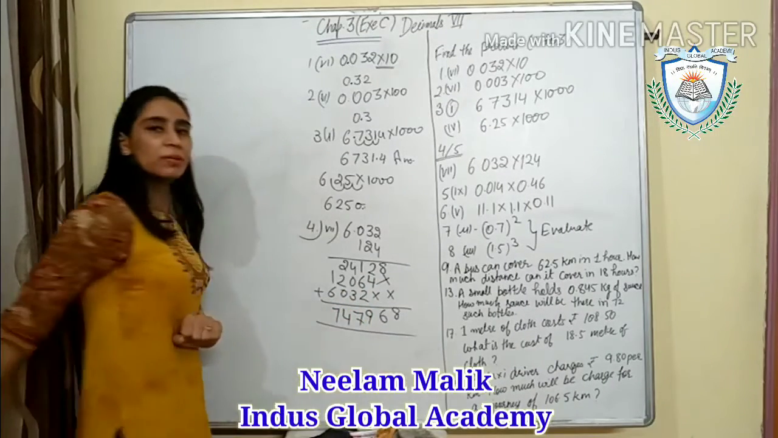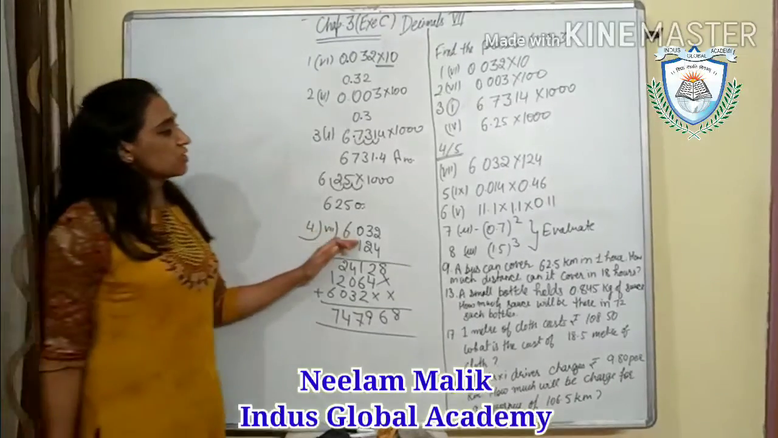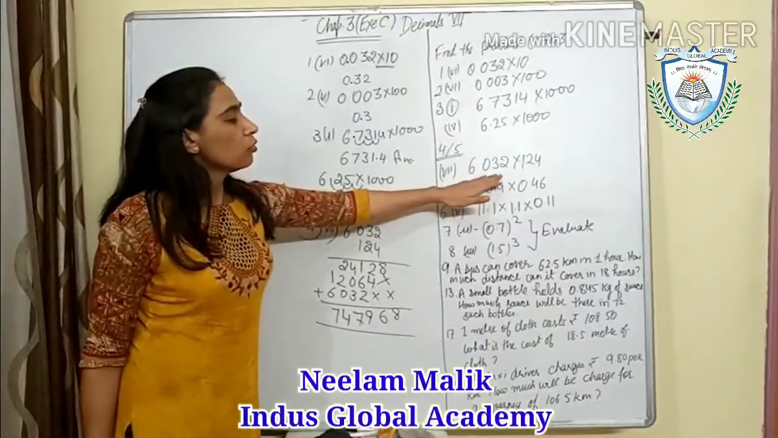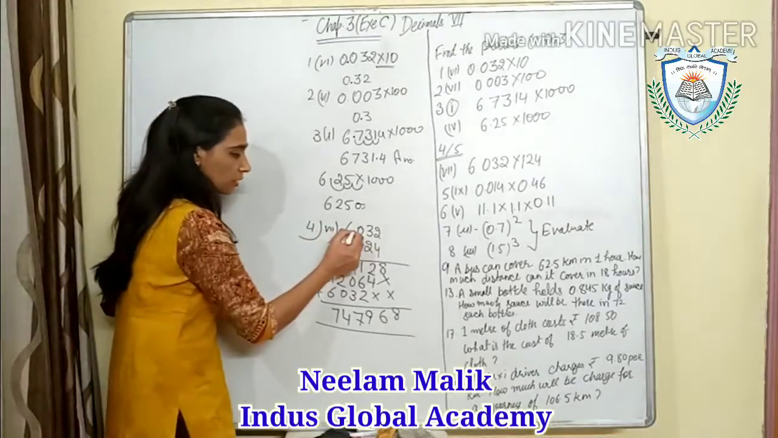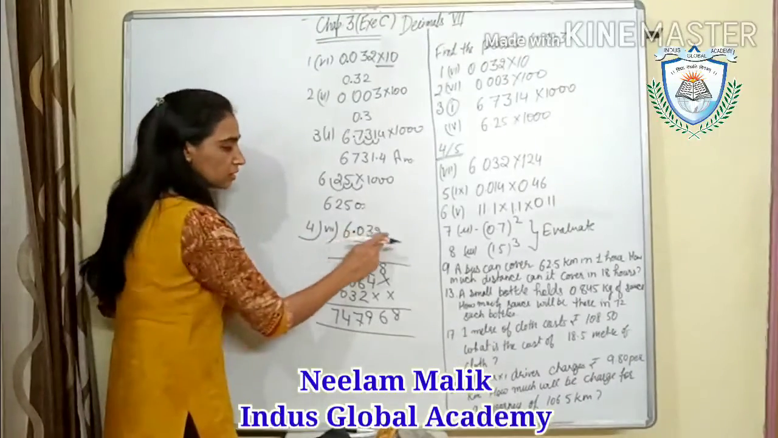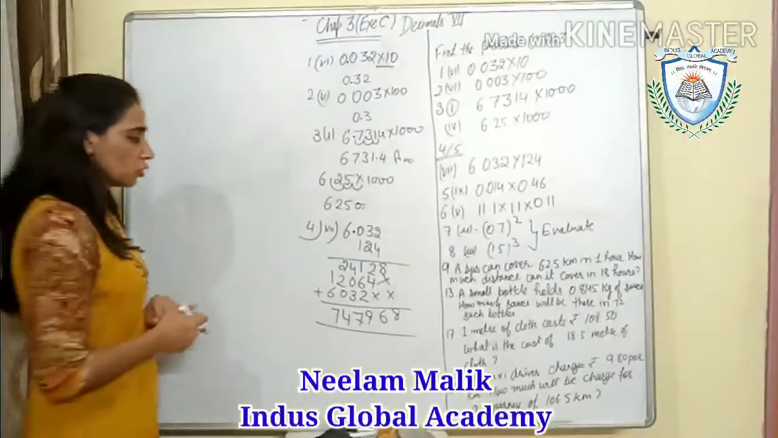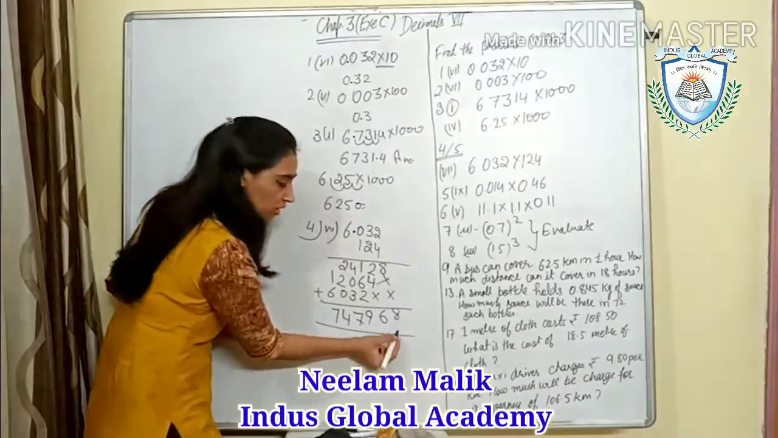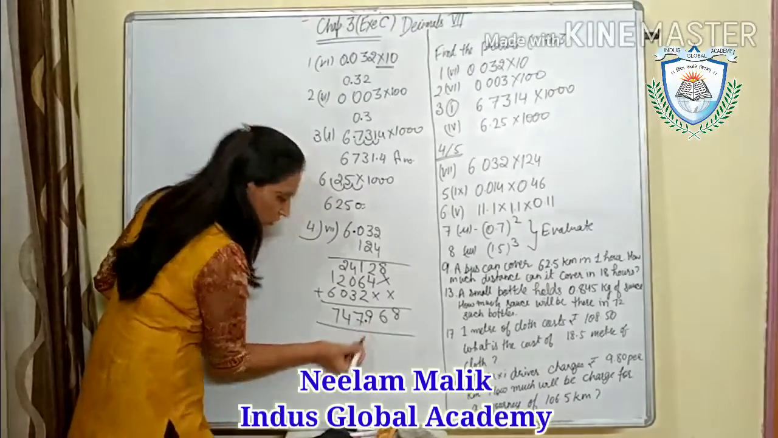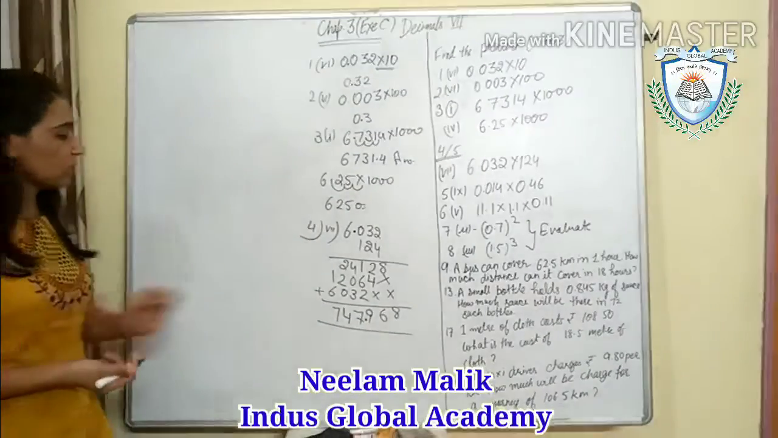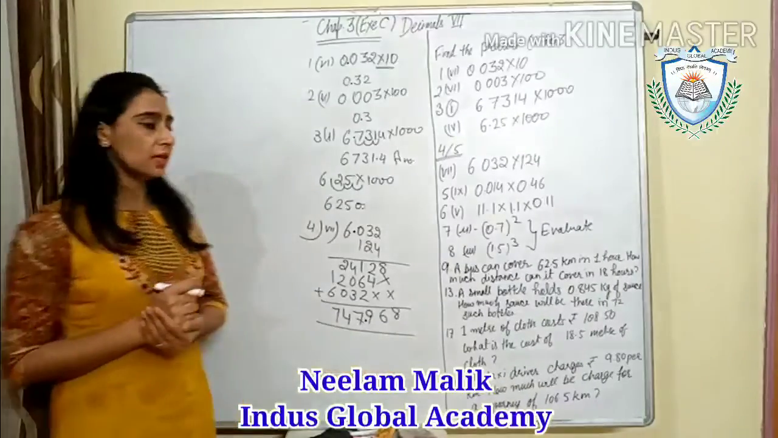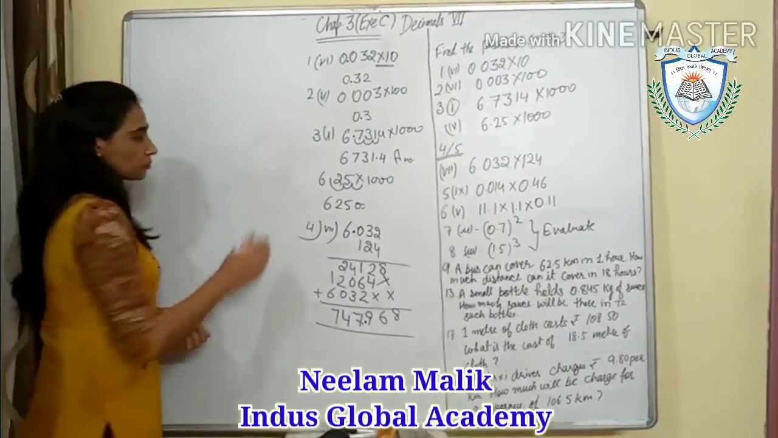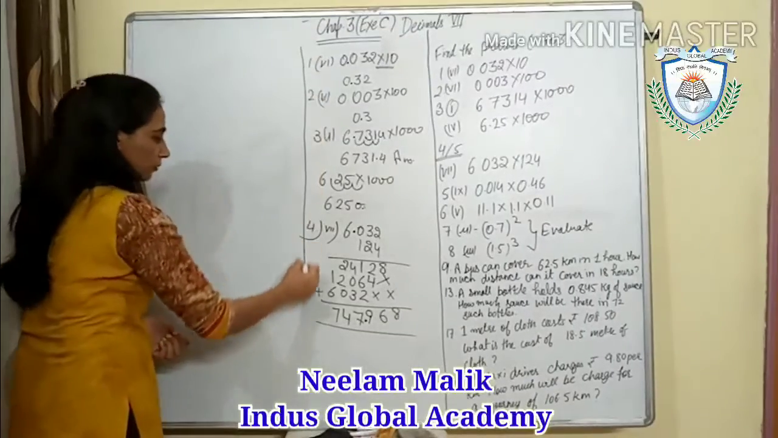Where will the decimal point be? In our statement, only one number contains a decimal point, and after the decimal there are 3 digits. So from the back side we count the digits 1, 2, 3, so our decimal point will be here. So this is our number, 747.968.